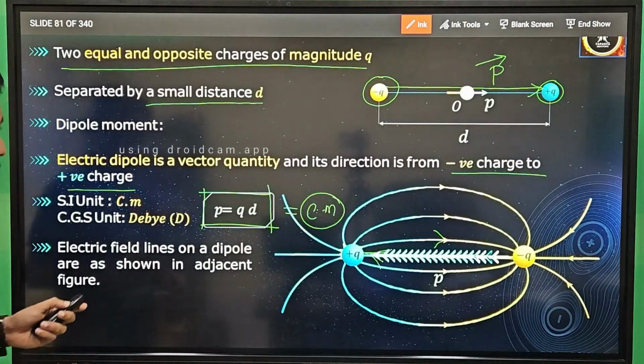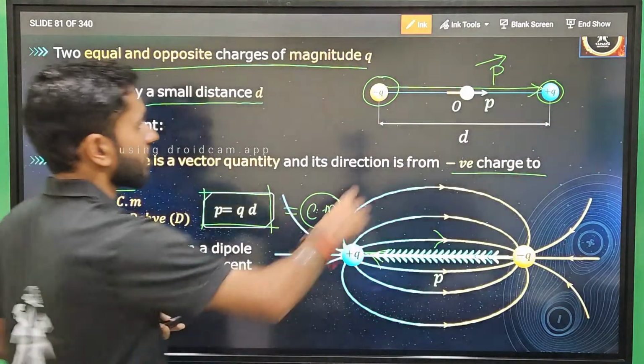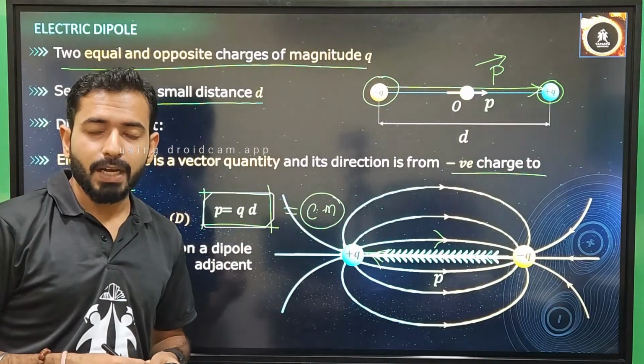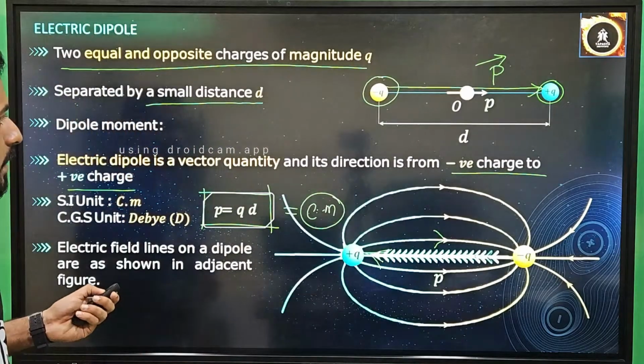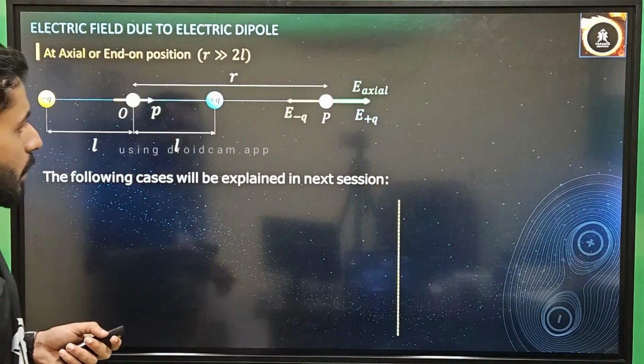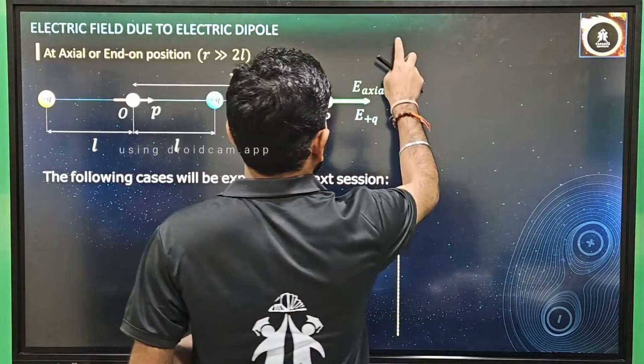Okay. Now let's see some applications. Some very good questions come from dipole. Some derivations are important from dipole. So let's understand all the cases one by one. Don't worry, we'll learn everything. Firstly, the first case.